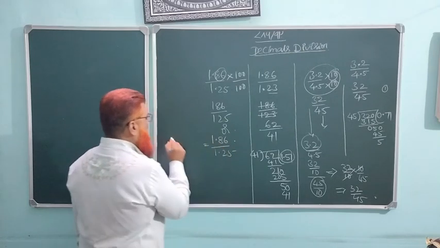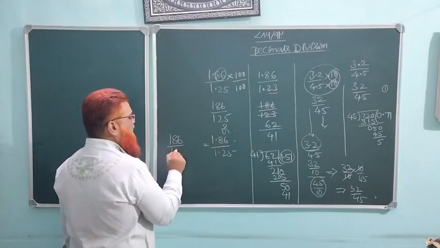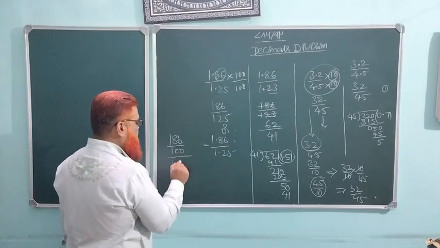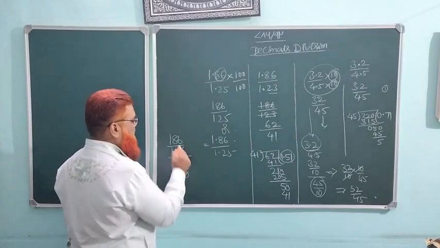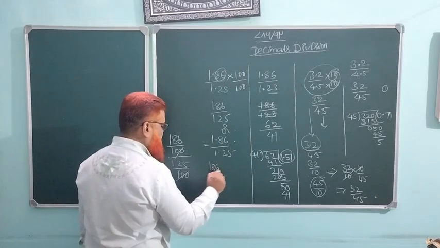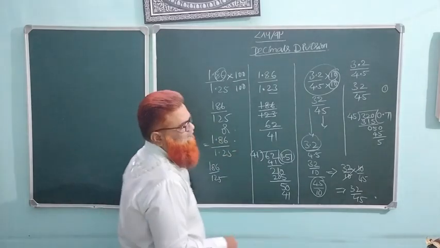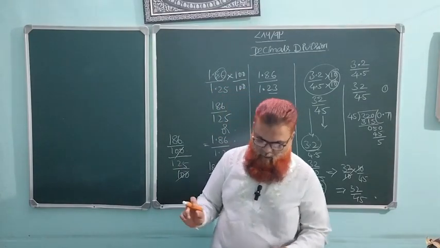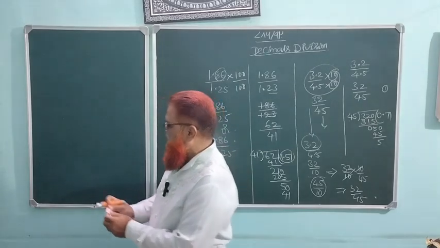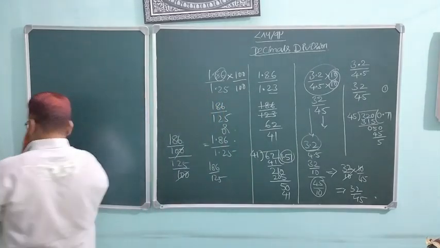This can also be written as 186 by 100 and 123 by 100. So this 100 gets cancelled. This is 186 by 123. This is the way we can solve the problems. Now I have brought some problems for your practice.